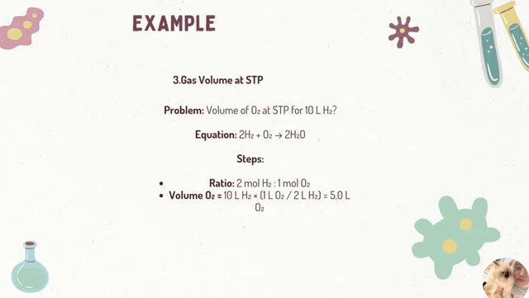The third one is gas volume. So the problem right now is the volume of O2 at STP for 10 L H2. The equation is 2H2 plus O2, we get 2H2O. The first step, ratio. We know H2, the ratio is 2 moles and O2, 1 mole. So for the volume of O2, we use 10 liters H2 times 1 liter O2 divided by 2 liters H2 and we get 5.0 liters O2.